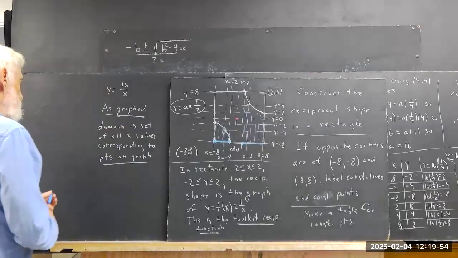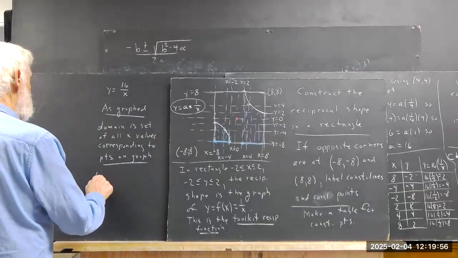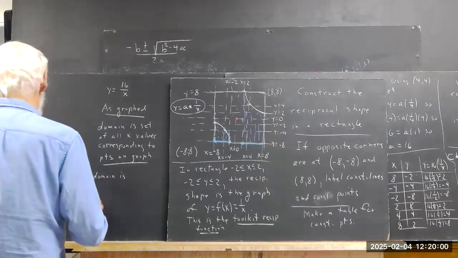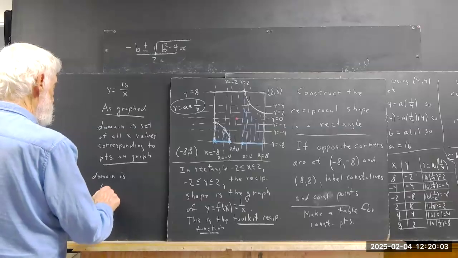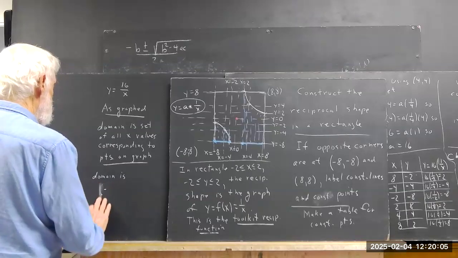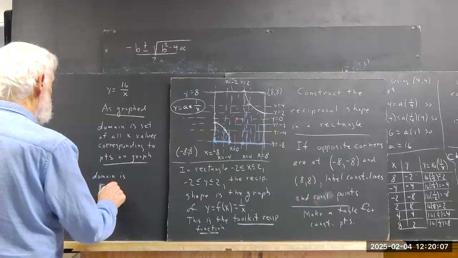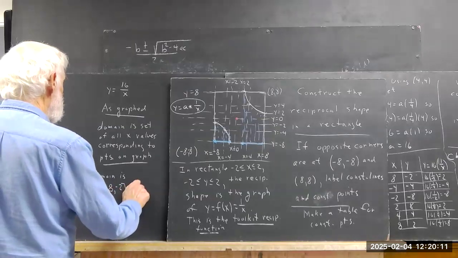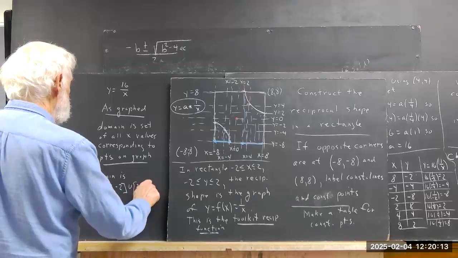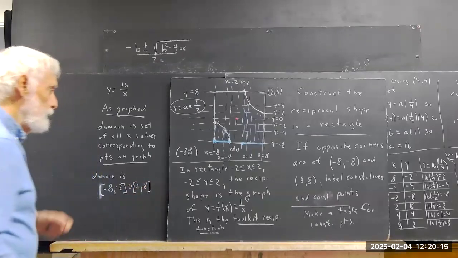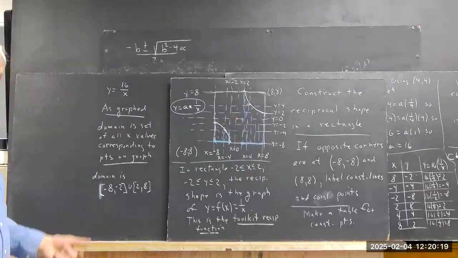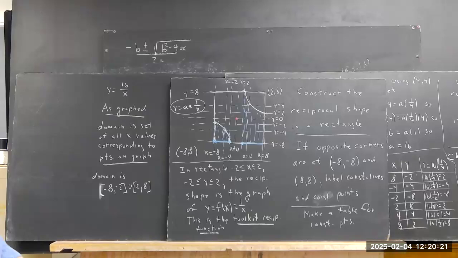So we can say the domain is the set from -8 to -2, and then the set from 2 to 8, which is x equals 2 to x equals 8. There's your domain. Okay. The range is a set of all the y values.